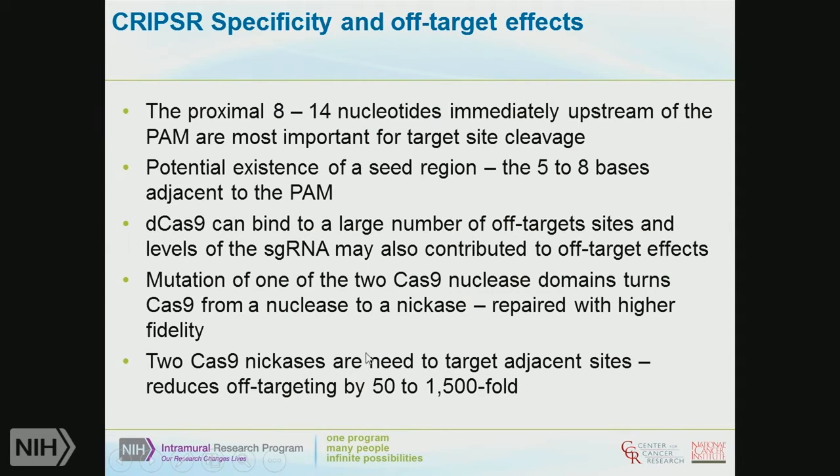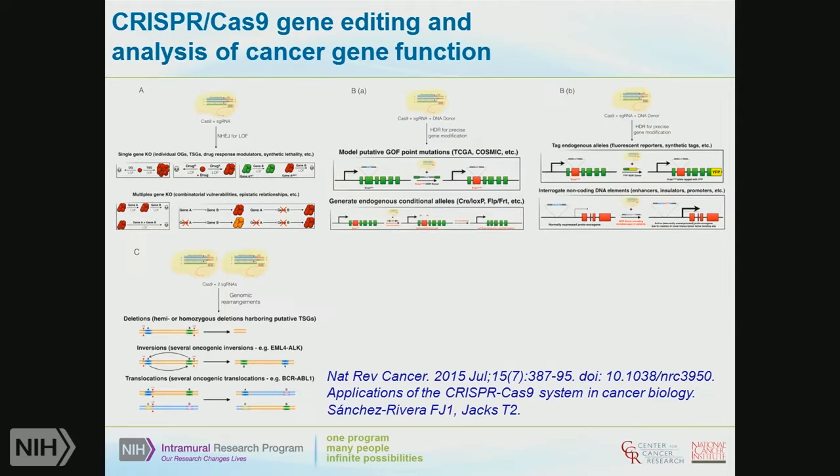One of the approaches that people are taking is, if you mutate one of the 2 Cas9 nuclease domains, you can then make it a nickase. Then you have to have 2 nickases targeting 2 different sites. That will reduce your off-target effect, because if you have to have 2 cuts to get your effect, that will reduce it. So that's one approach individuals are taking.